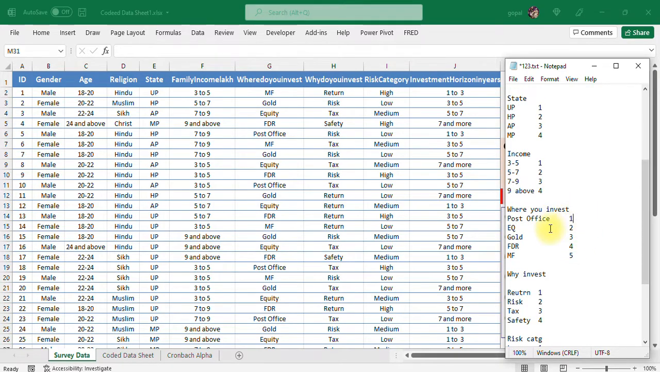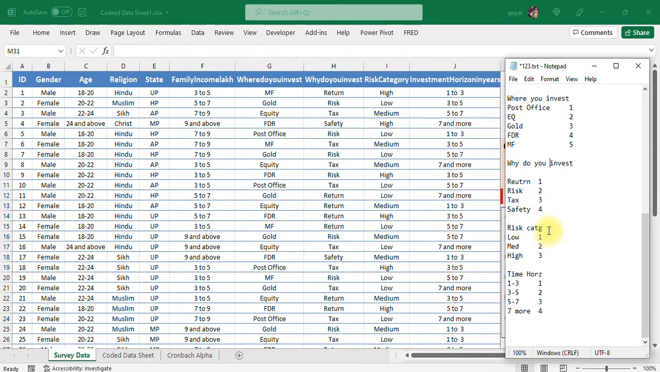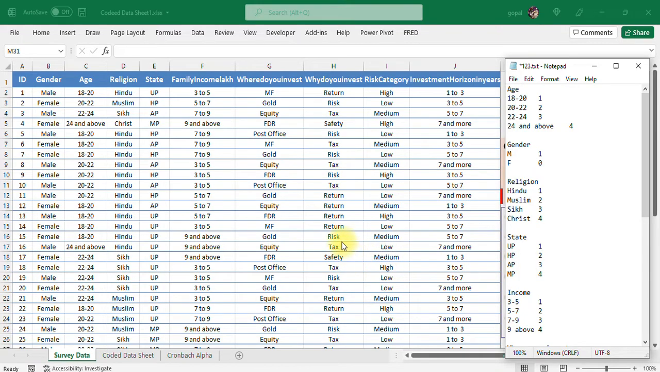Where to invest? Post office 1, equity market 2, gold 3, FDR 4, mutual fund 5. Why do you invest? Return 1, risk 2, tax 3 and safety 4. Risk category of the investor: low 1, medium 2 and high 3. Time horizon: 1 to 3 years is 1, 3 to 5 years is 2, 5 to 7 is 3 and 7 and more is 4. So this is how I am going to code it. In this video, I am not going to show you how to code these variables. For that, I will prepare a fresh video. Here, I am just going to tell you how to calculate Cronbach Alpha.